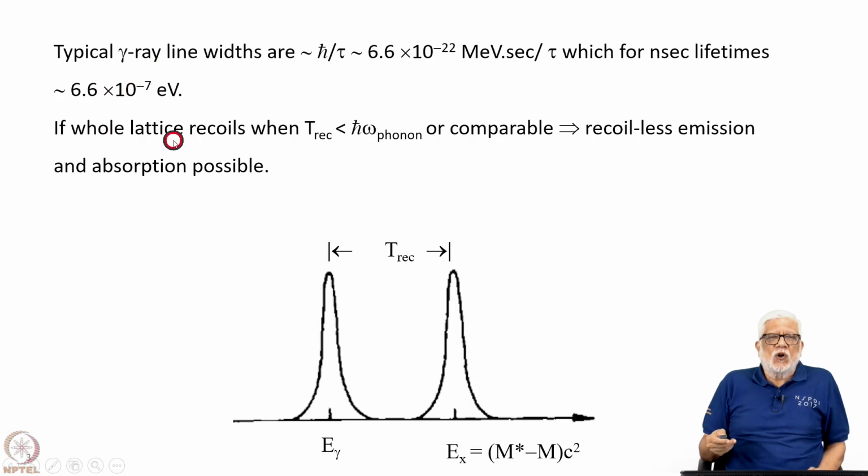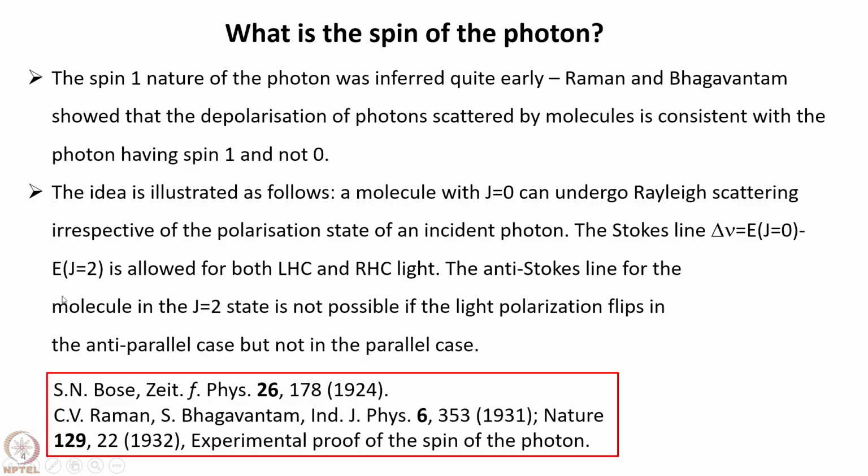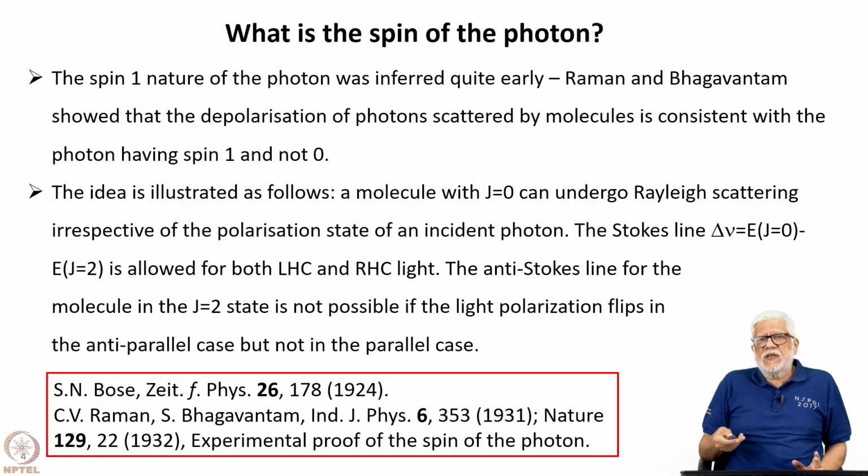Okay. On the other hand, if the whole lattice recoils, so if this decaying nucleus is part of a lattice, then you can have situations where the lattice as a whole recoils. That happens when the recoil energy is of the order of or less than the so-called phonon energies, and then you can have recoilless emission and absorption. That is actually the so-called Mossbauer effect. But in most cases, when you are not dealing with resonance absorption, this small shift is unimportant and you can neglect it for all practical purposes.